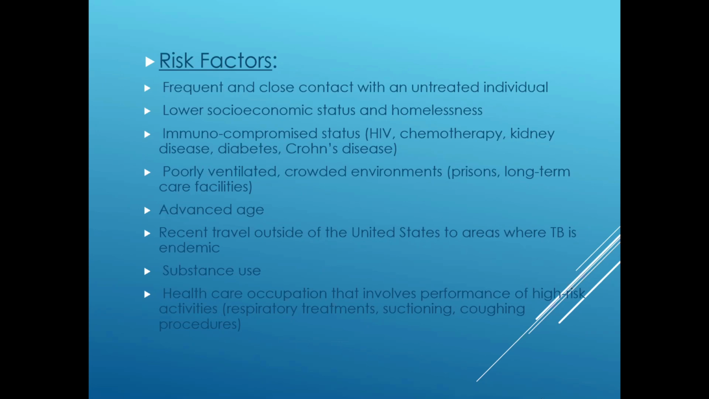Here's advanced age. Anybody older adult, that's what ATI calls it, is always going to be a risk for everything. Recent travel outside of the United States, where TB is more active, substance use, healthcare occupation that makes us at risk because of our exposure and high risk activities that we do. One of those high risk activities: suctioning patients, being around them, being in close contact.